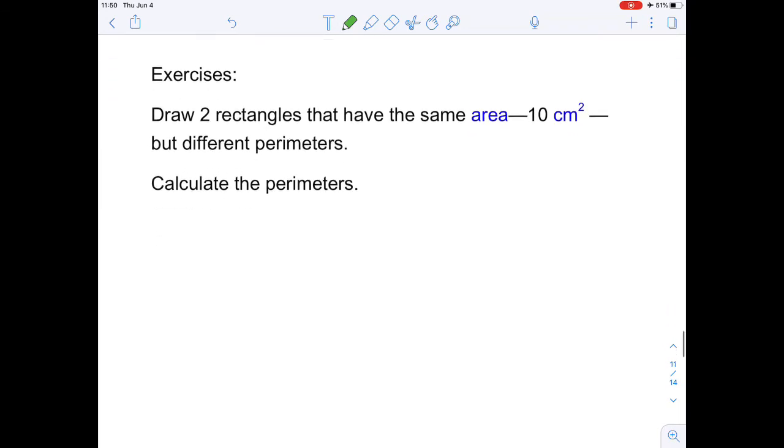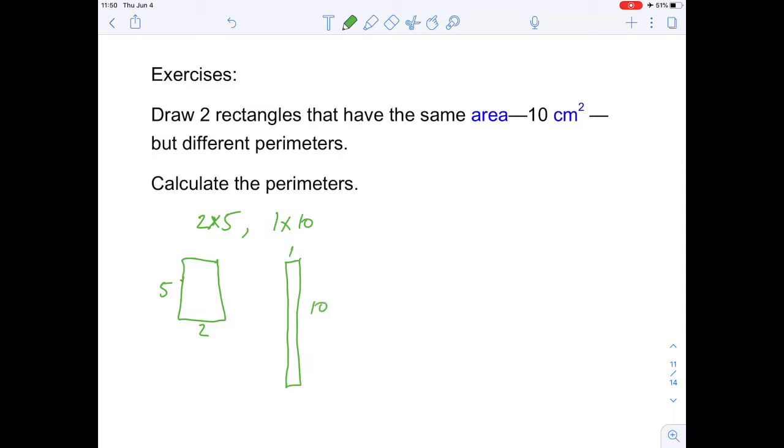Draw 2 rectangles that have an area of 10. So think of 2 multiplications that make 10. You can make 2 times 5. You can make 1 times 10. So a 2 by 5 rectangle would probably look something like this. And a 1 by 10 would be a long and skinny rectangle that would look something like that.